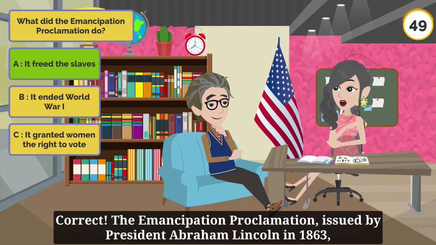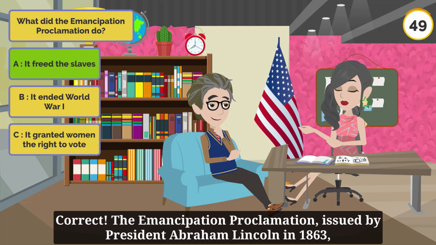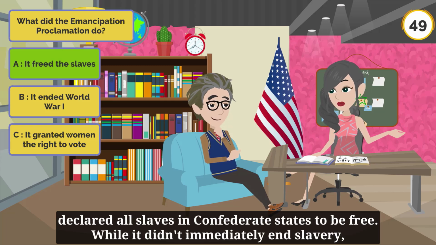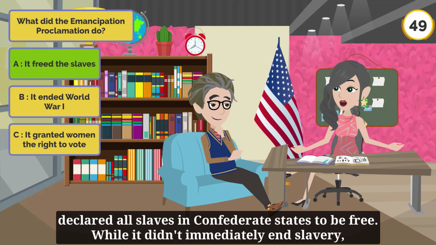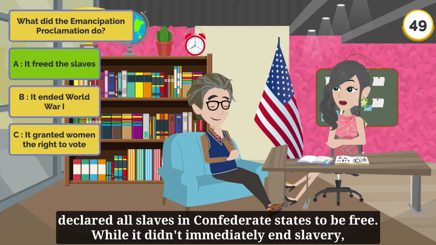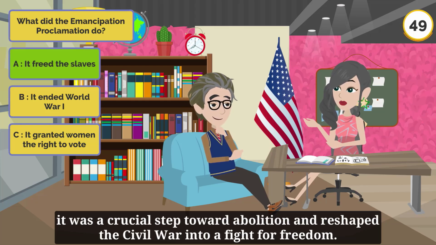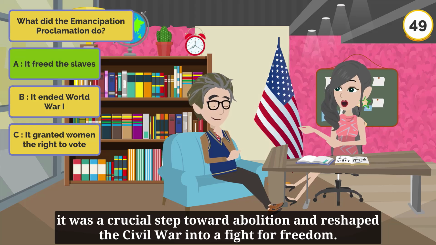Correct. The Emancipation Proclamation, issued by President Abraham Lincoln in 1863, declared all slaves in Confederate states to be free. While it didn't immediately end slavery, it was a crucial step toward abolition and reshaped the Civil War into a fight for freedom.